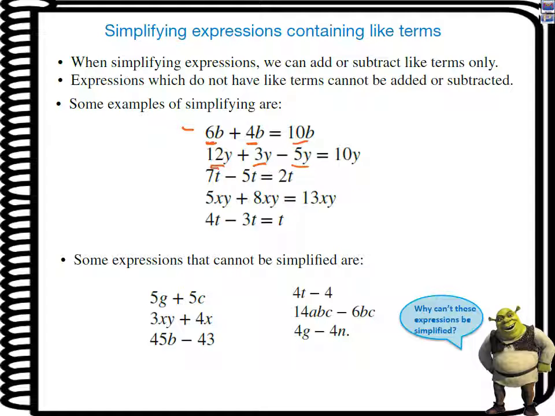I had 12. I found another 3 more Mars bars. I've got 15 Mars bars. 12 plus 3 is 15. I gave 5 away to my mate. I've only got 10 left. That's how it works. But ones like these down here, we cannot simplify them or do anything. These are G's, these are C's. They are not like terms. These are T's, that's just numbers. I can't subtract the 4 off. They are not like terms.